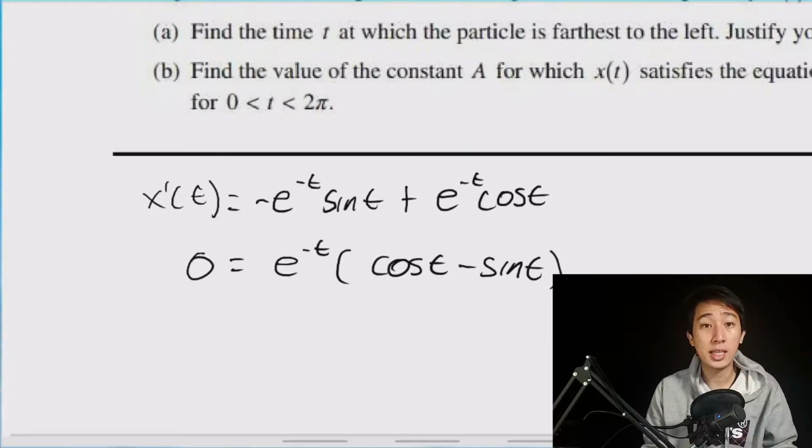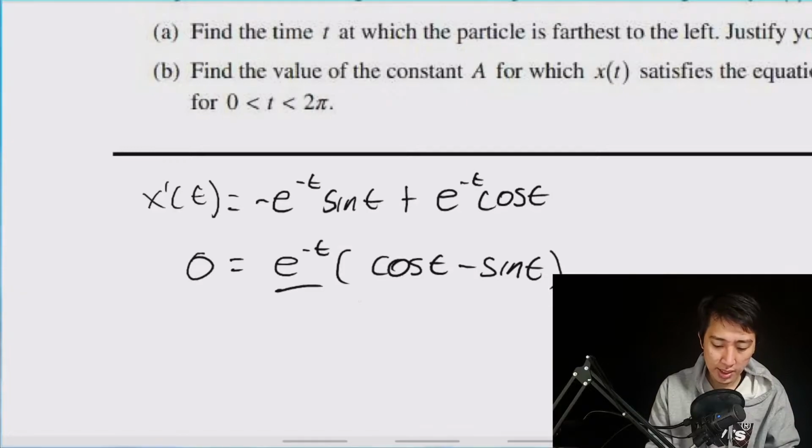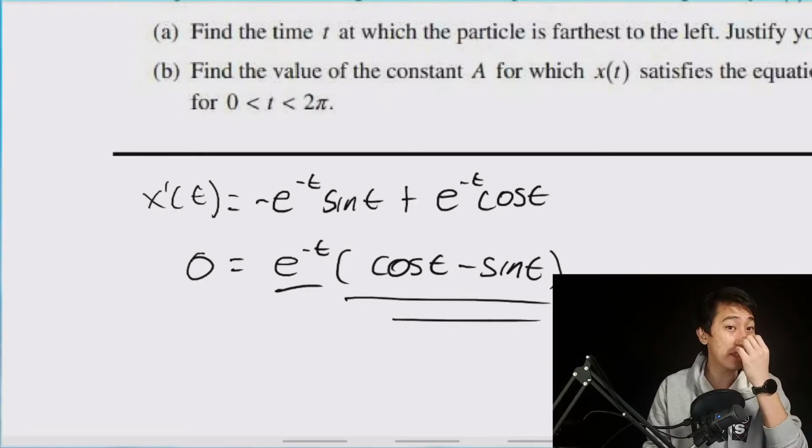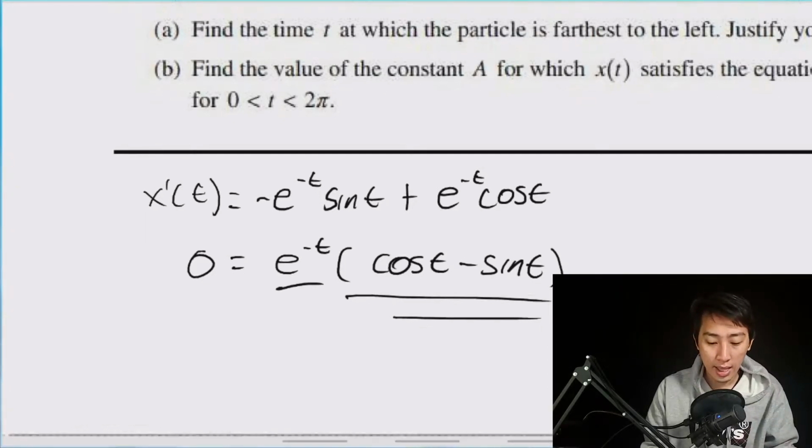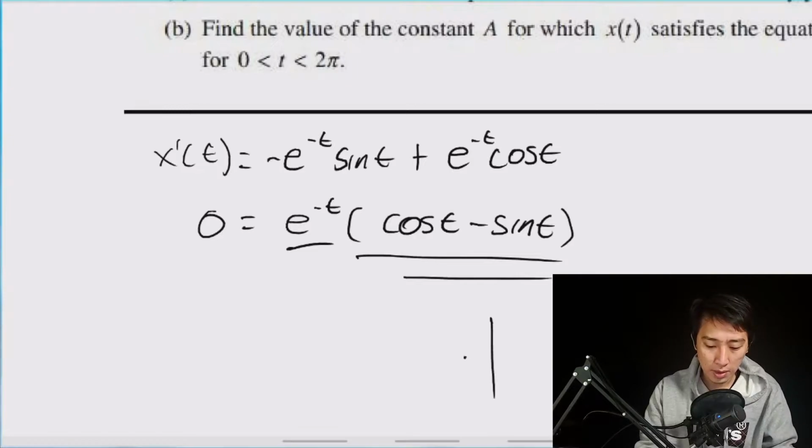And basically what we're saying here is this is going to be equal to 0, where this is equal to 0, or this is equal to 0. And the only place where the second portion is equal to 0 is at pi over 4. And you want to make sure that they have the same signs. So if you remember, your pi over 4 is ASTC.